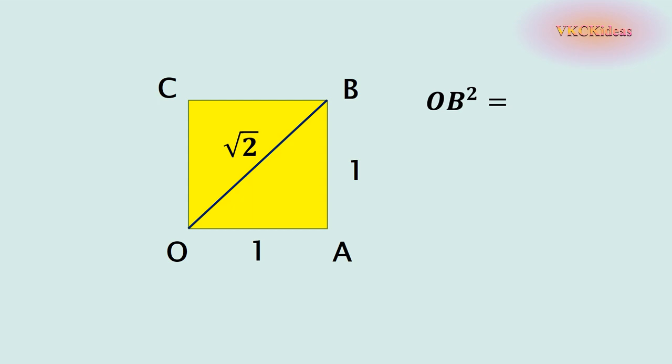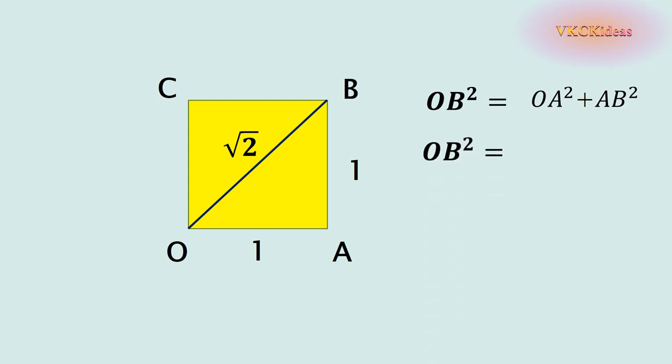Any side which is opposite to the 90 degree in the triangle is known as the hypotenuse, and OB is the hypotenuse. OB square, that means the square on this hypotenuse, is equal to the sum of the squares on the other two sides. That means OA square and AB square. The sum is equal to the square on the hypotenuse.